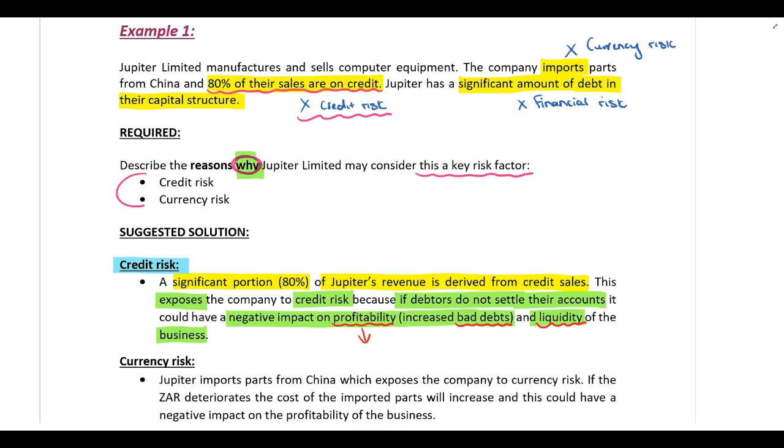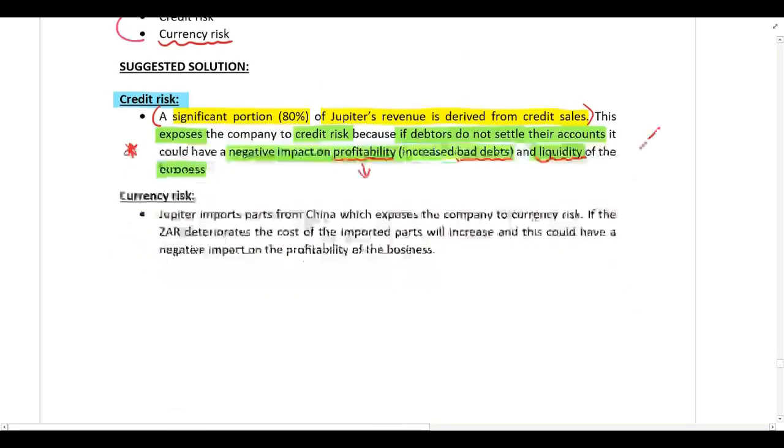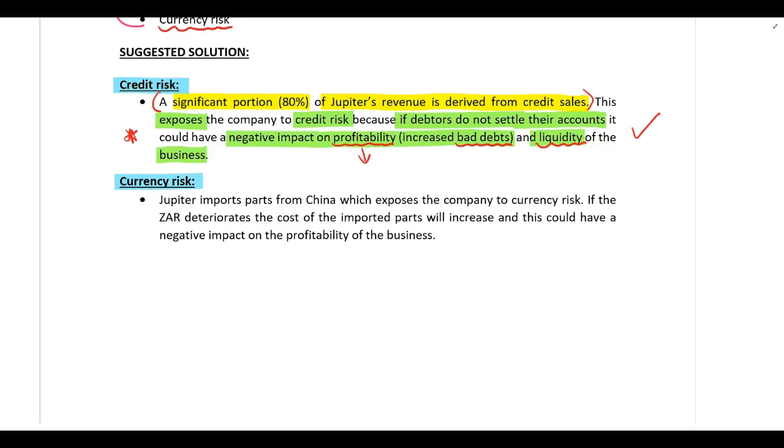So please note, you don't just state what you've been provided in the question. You start with that. However, in order to score marks, you need to explain why it is a risk. So if you explain why it is a risk, then you will be awarded the mark. Then we need to explain why currency risk is a risk. So again, we saw in the information provided that the company imports parts from China. So we said this exposes them to currency risk. So first, we are just going to write out exactly what we've been told in the question. They import parts from China, and this exposes them to currency risk.